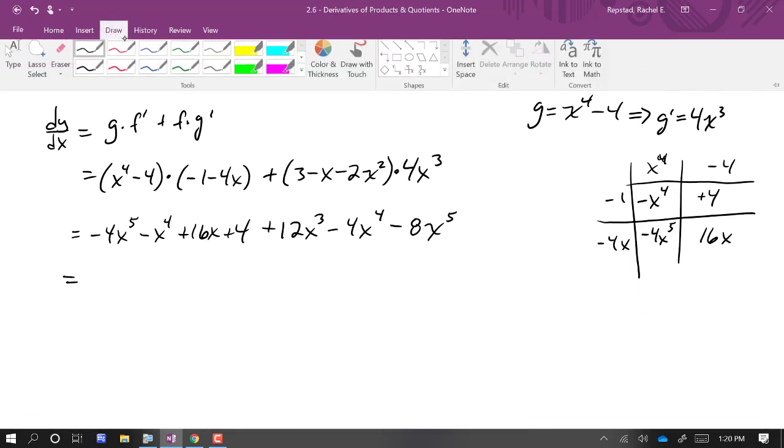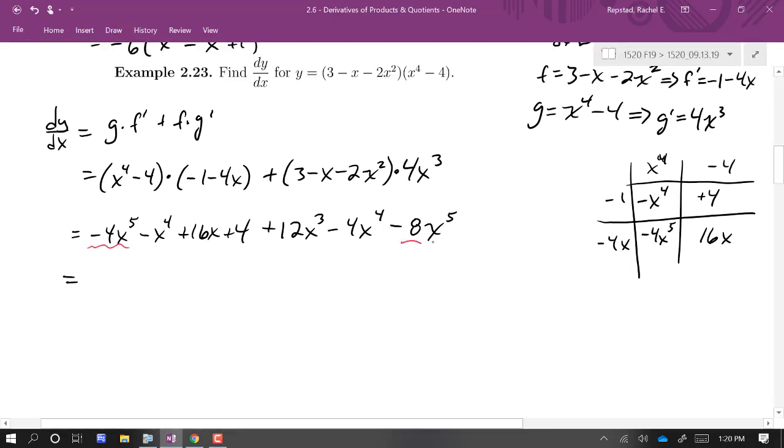And we have some like terms, I guess, right? There's our x to the fifth. So we have a negative 12x to the fifth. We have our x to the fourth powers, negative 5x to the fourth. And then I think those are all the like terms. So plus 12x cubed, plus 16x, plus 4.